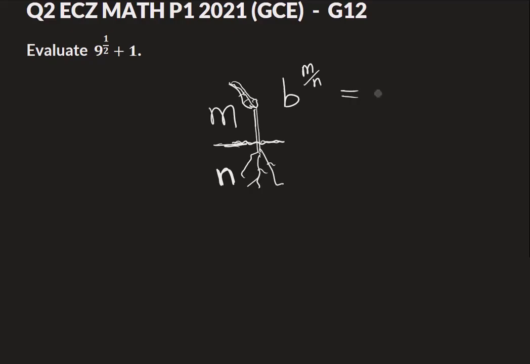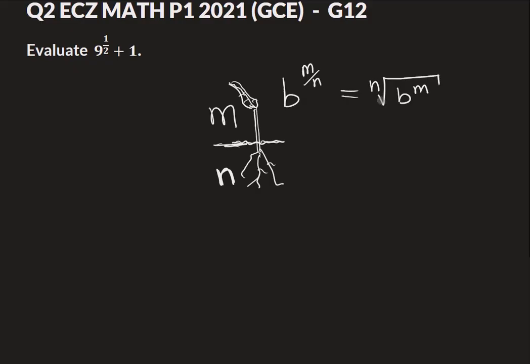The n is going to be the root. So n is going to be the number we'll put on the symbol for root here. And then the m here is going to be still a power. So whenever you have a fraction, always remember this simple conversion. The fraction of power is going to mean this representation where we have some roots.